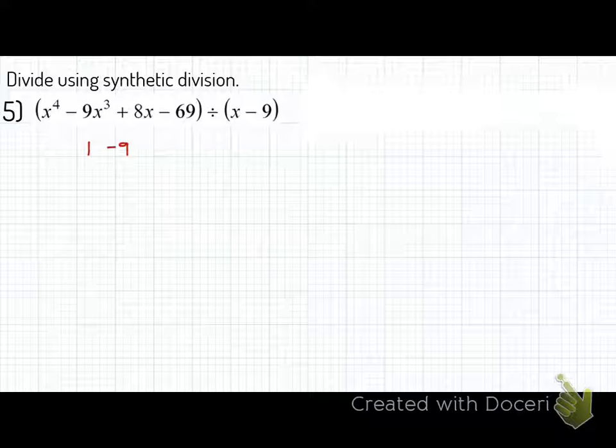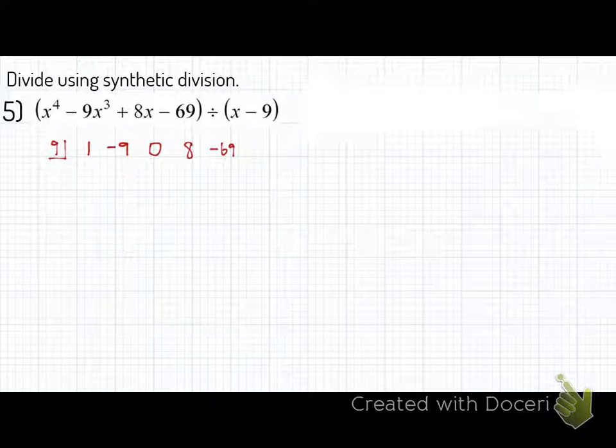Are there any x squareds up there? Because on x cubed we have negative 9, which we write right here, right? So any x squareds? No, so we put 0 for x squared. You see that? Okay. Are there any x to the firsts? Yeah, what's the coefficient there? 8. Good. Constant? Negative 69. Good. What is the a here? Positive 9. Excellent.